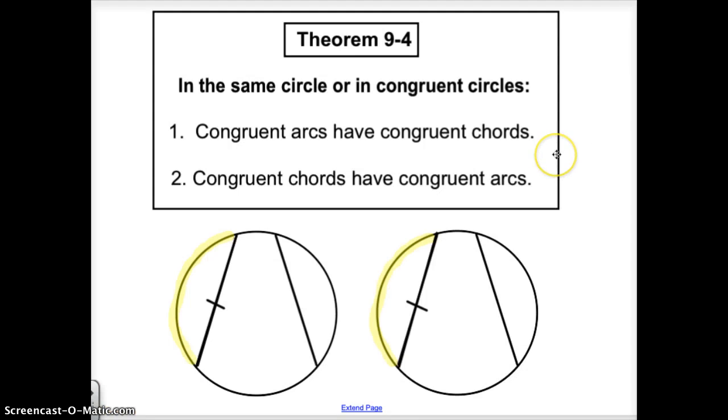First one is that congruent arcs have congruent chords, and congruent chords have congruent arcs. So as long as we have the same circle or congruent circles, the arc that's formed by the chord's endpoints, as long as it's congruent to the other chord from the congruent circle or the same circle, then the arcs that are highlighted would be congruent as well. They would have the same measurement and they would have the same angle measurement.